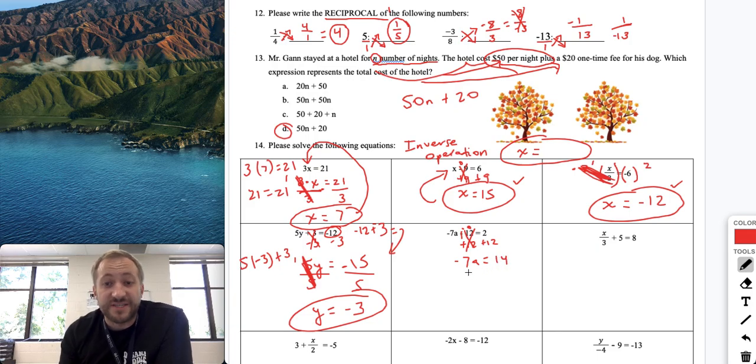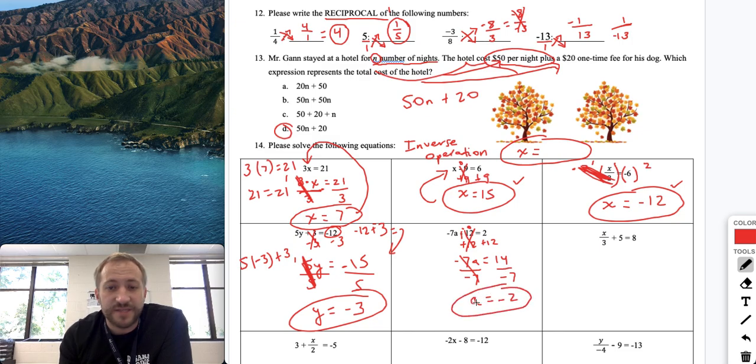So now I have to get rid of this negative 7 with that variable. It's currently being multiplied by that variable, so I'm going to go ahead and divide. I'll divide by negative 7 on both sides. A is equal to 14 divided by negative 7, that's negative 2.